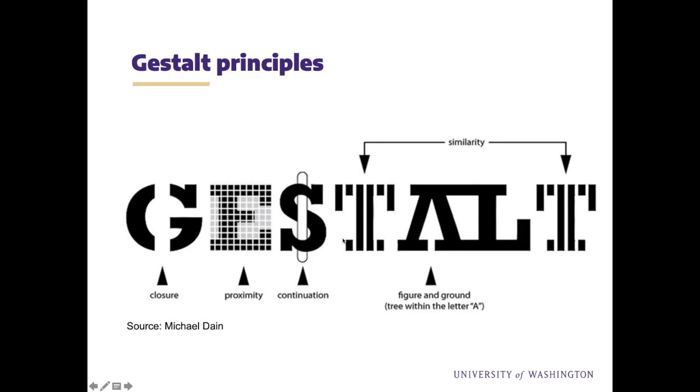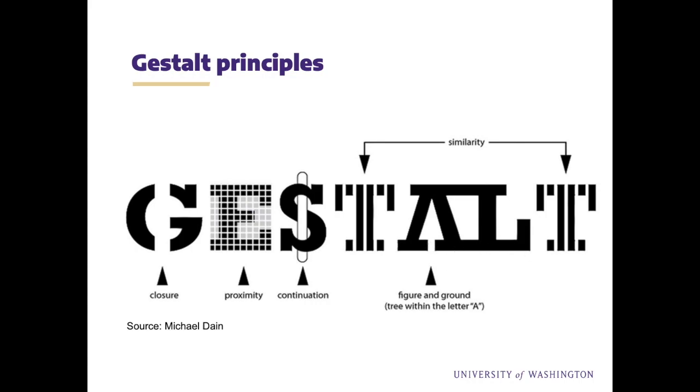Oftentimes, data visualizers use similarity to express that something is the same. So by repeating a pattern or color, you can help to create a gestalt that things belong together. And then there's also this for figure and ground. Notice how the A is actually looking like a tree with inside of it. And this is another pattern often used.